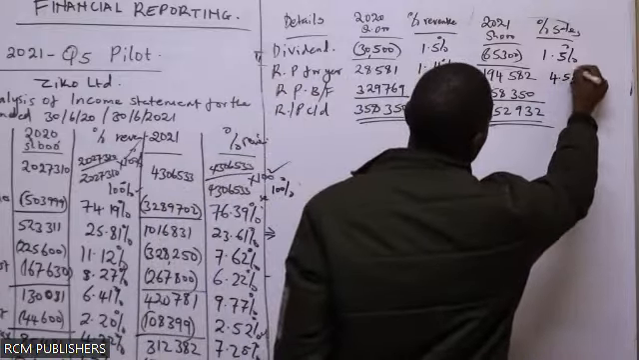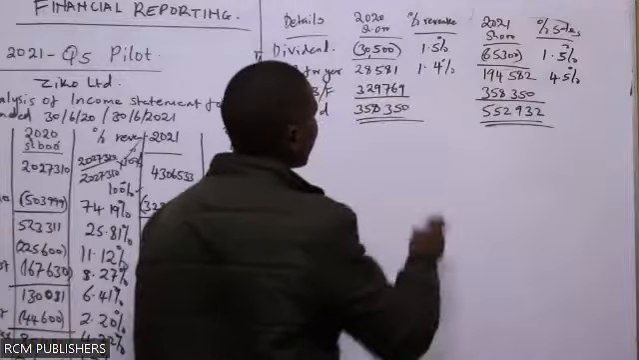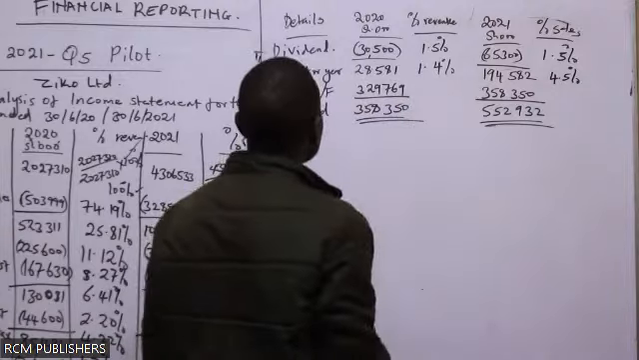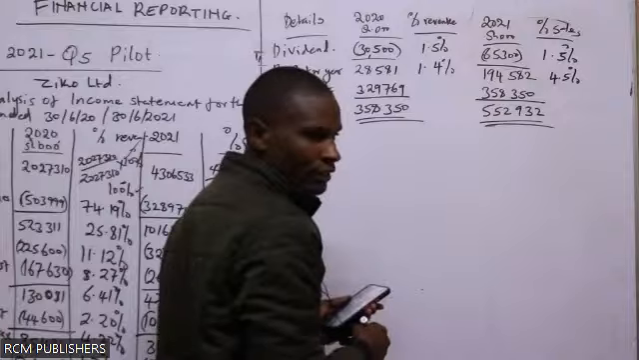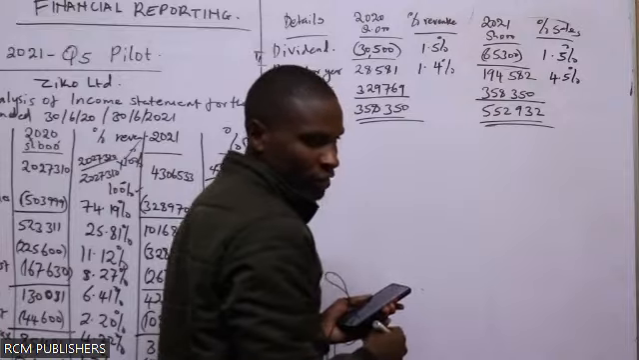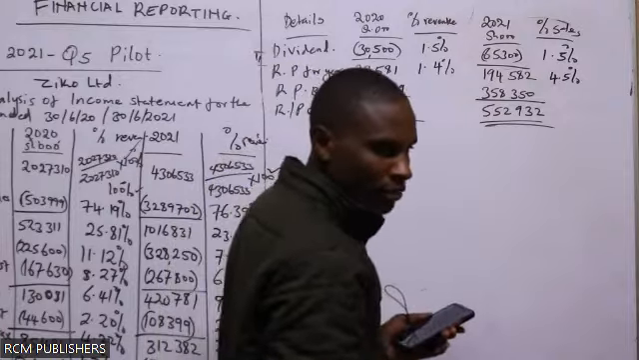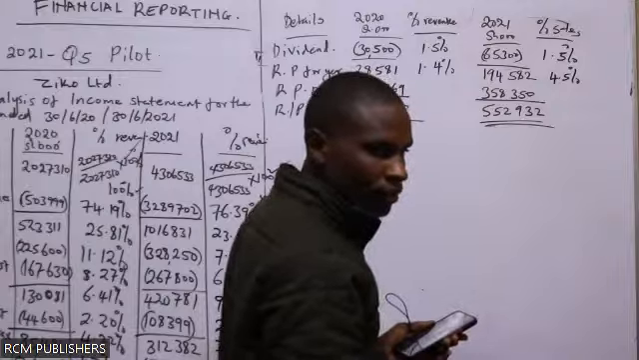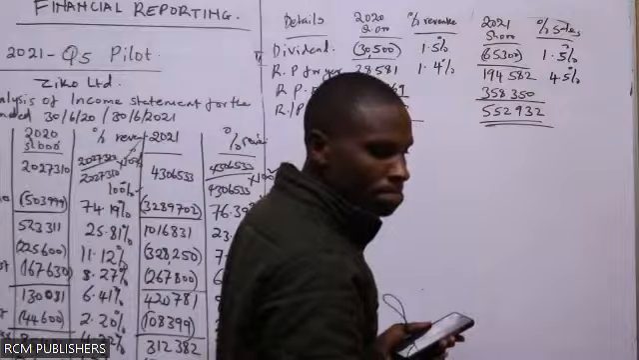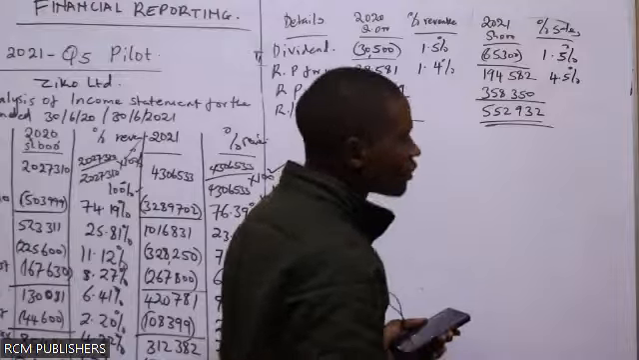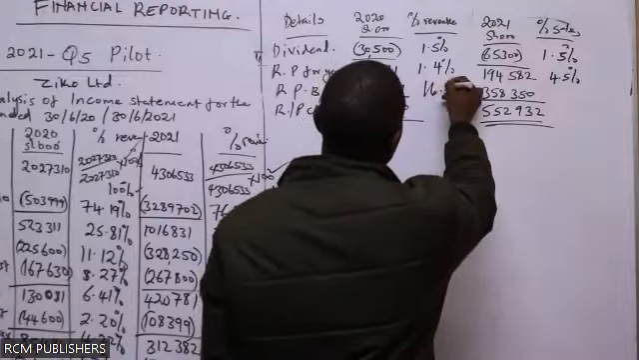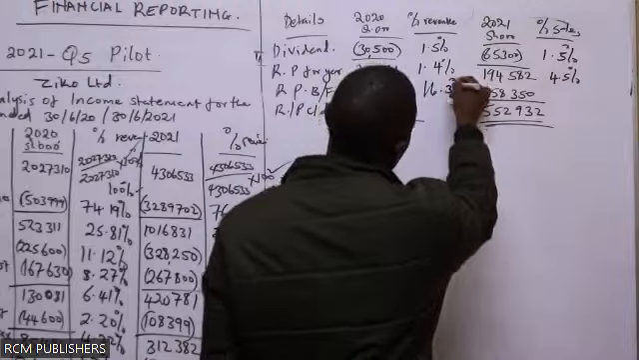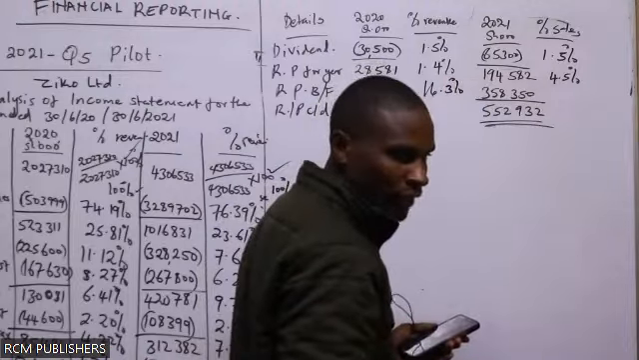4.5%. And then you look at the retained profit brought forward. Percentage yake ilikuwa ngapi? Retained profit brought forward. Pata ngapi hiyo? Pata ngapi pale? 16.3%.